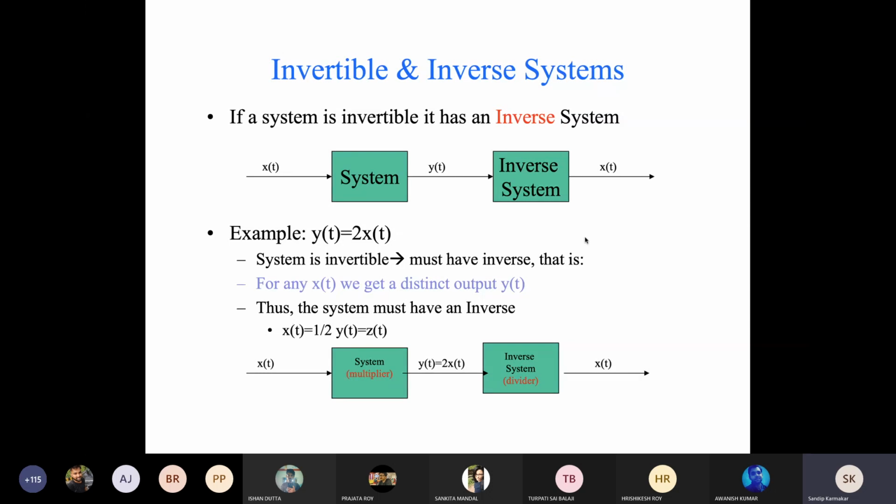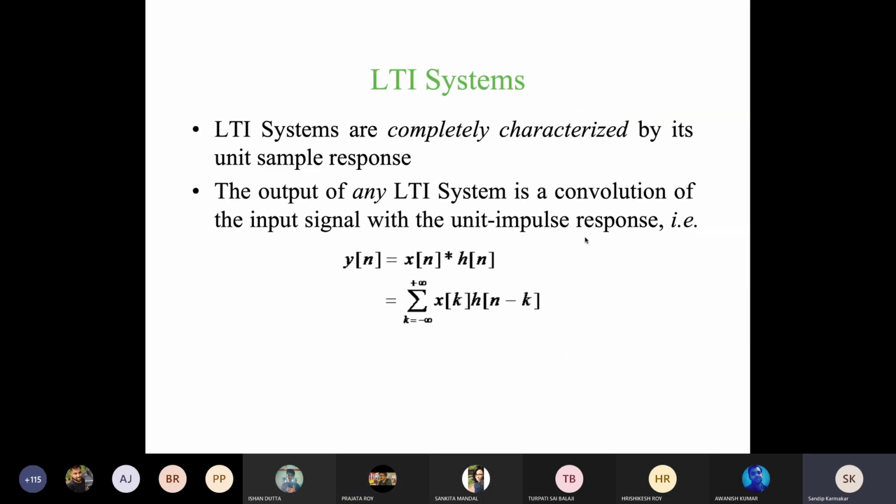An invertible system means a system whose output, when passed through the inverse system, will produce the input again. For example, y(t) equal to 2x(t). Is it okay?